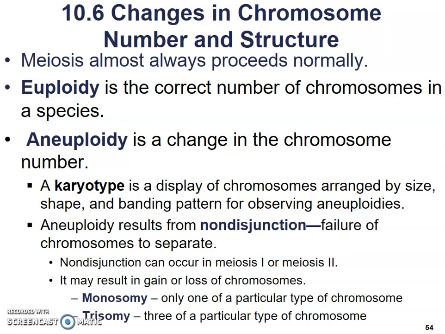Aneuploidy results from non-disjunction, which is the failure of chromosomes to separate. Non-disjunction can occur during meiosis 1 or meiosis 2. It may result in the gain or the loss of chromosomes. Monosomy means only one of a particular type of chromosome, and trisomy refers to 3 of a particular type of chromosome.